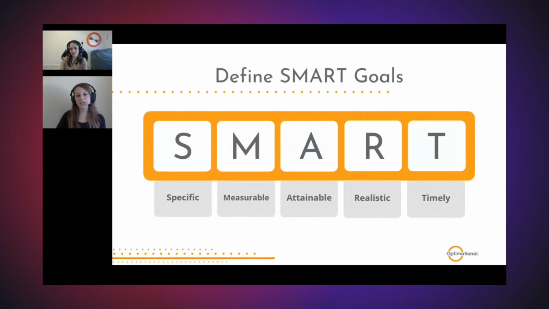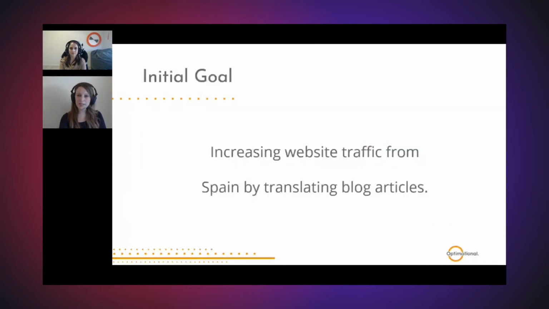Here you'll consider the number of buyers, the percentage of profits, the market, and the time period, for instance. Let's look at the following example. Suppose you have this initial goal of increasing website traffic from Spain by translating blog articles. Okay, this is a very general goal, so it needs to be restated in a more specific way.